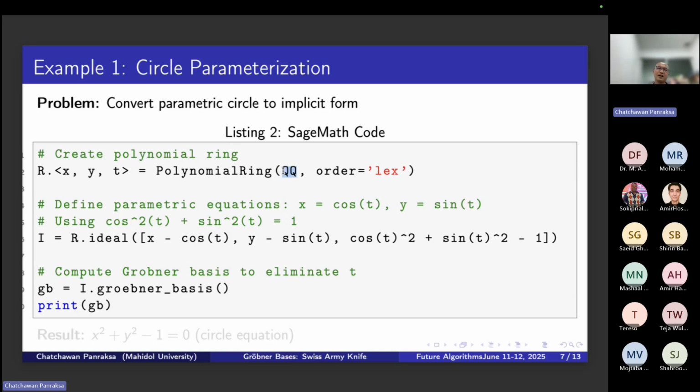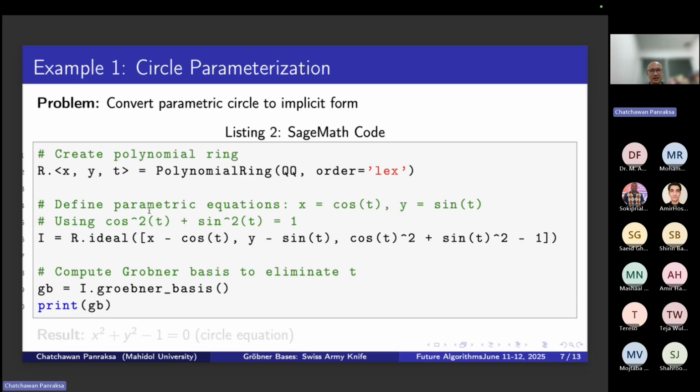Now, one aspect that you have to specify for Gröbner basis is the order for your variables. There are many ways that you can order monomials for polynomials. If we set order equal to lex here, for example, it just means that you order x, y, t. So you want to get rid of the t first, and then y, and then x. And you can reorder the variables if you want to get rid of x first or y first.